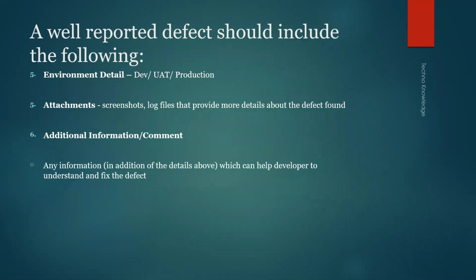For any defect you are raising, is it in the dev environment, or in UAT, or in the production environment? That is very important, so accordingly a fix can also be provided. Next is the attachment. If you feel that there are any screenshots or files that provide more details about the defect, we should provide attachments, which will help the developer. And finally, any additional information or comment you want to add, which can help the developer understand the bug better, so that he can start working on the fix as soon as possible.